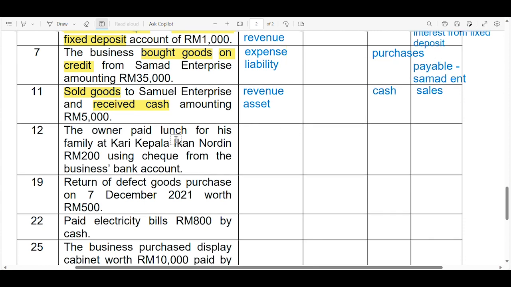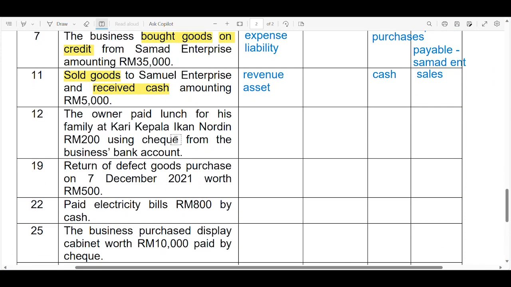Next, on 12th December, the owner paid lunch for his family at Kari Kepala Ikan Nordin using check from the business bank account. So this is a personal transaction. This is the personal use of money. The owner paid lunch for his family.